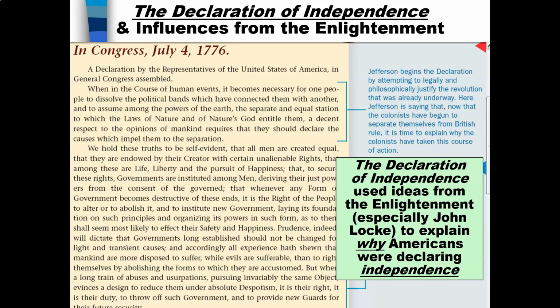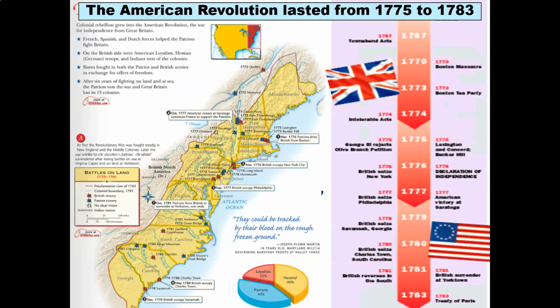The Declaration of Independence used ideas from the Enlightenment, especially John Locke, to explain why Americans were declaring independence. Thomas Jefferson begins the Declaration by attempting to legally and philosophically justify the revolution that was already underway. Here Jefferson is saying that now that the colonists have begun to separate themselves from British rule, it is time to explain why the colonists have taken this course of action. Once again, you're more than welcome to pause this video so you can analyze the Declaration of Independence.